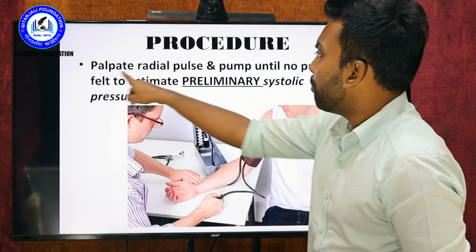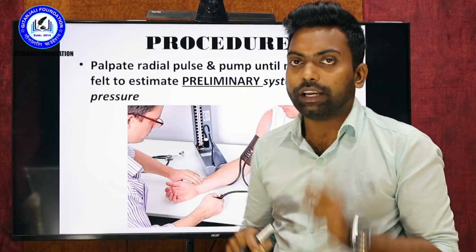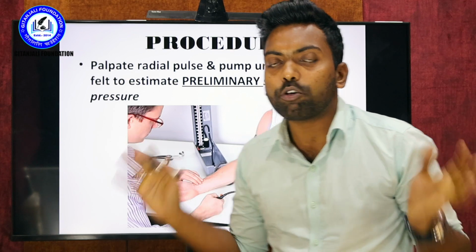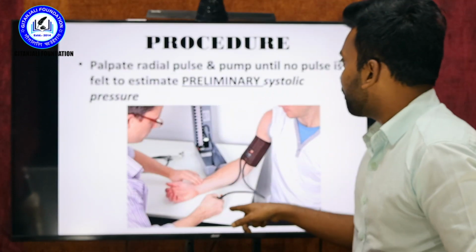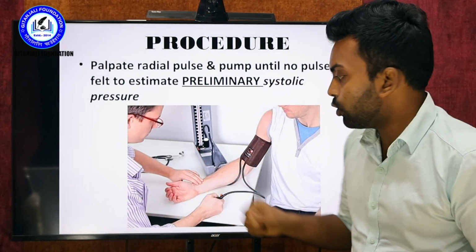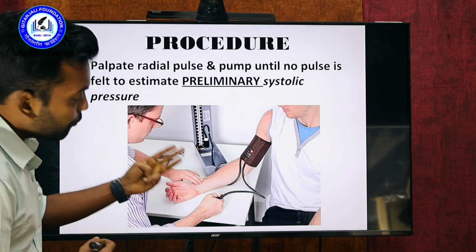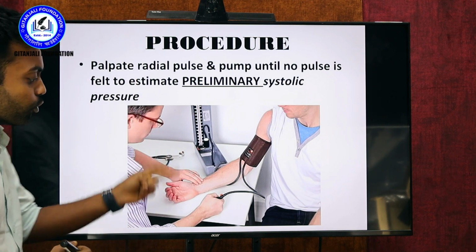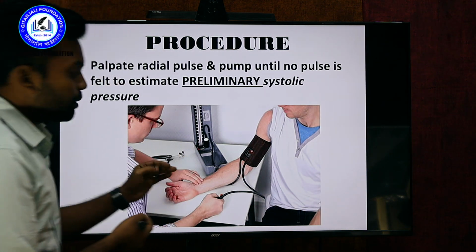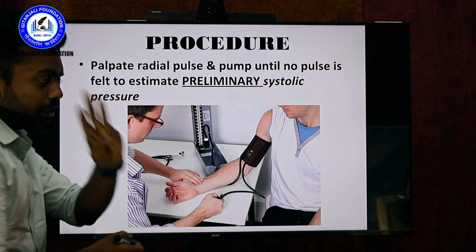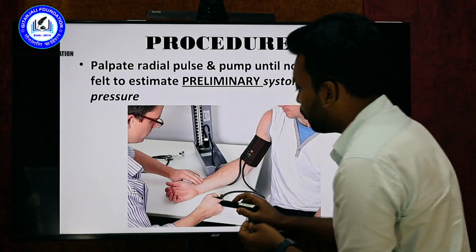Here, palpate the radial pulse and pump until no pulse is felt. The demonstration I want to show is that there is a bulb and you just pump it. The first thing is to use only three fingers while you check the pulse. Not only for the radial pulse, for every pulse you check, you must place three fingers on the artery.